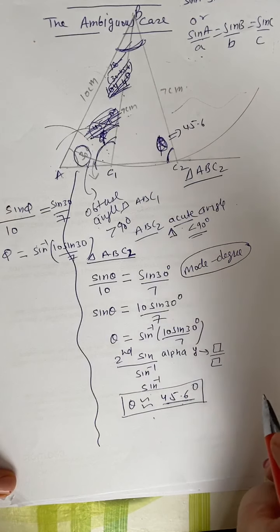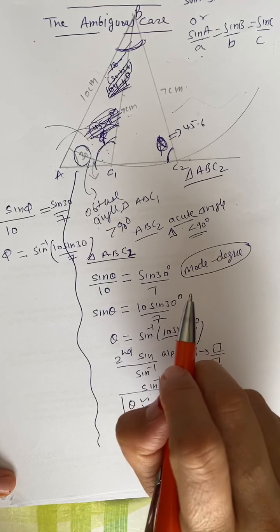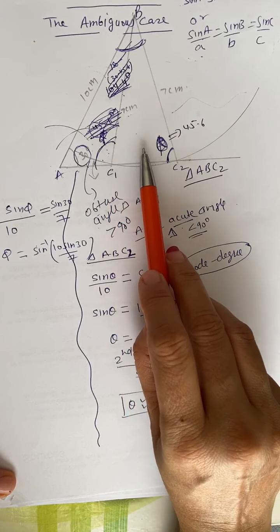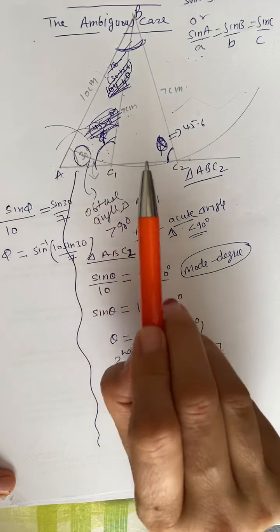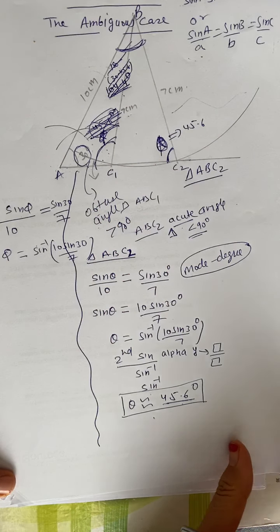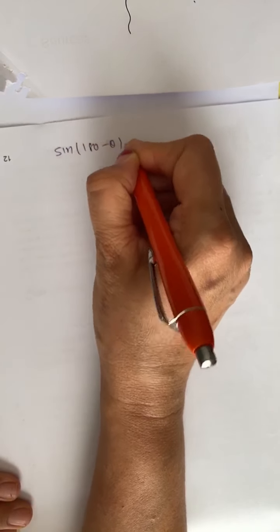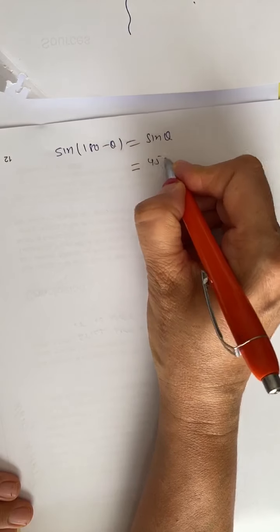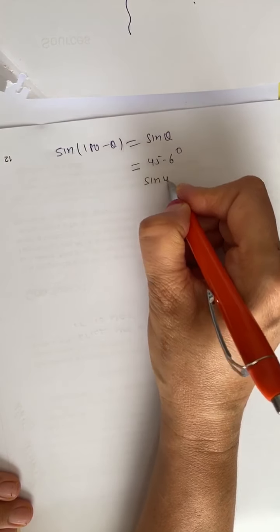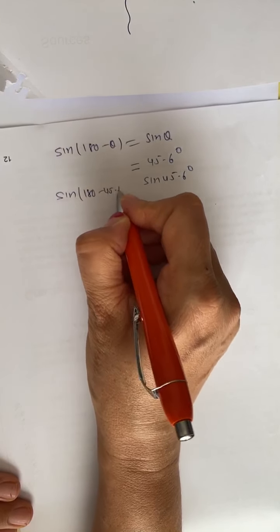So we already found the angle theta here. Now, to find this angle, it's going to be 180 minus 45.6, and I'm going to explain this in a minute. If you remember, previously we talked about sine of 180 minus theta being equal to sine theta. So the value of sine 45.6 degrees is going to be the same as sine of 180 minus 45.6.